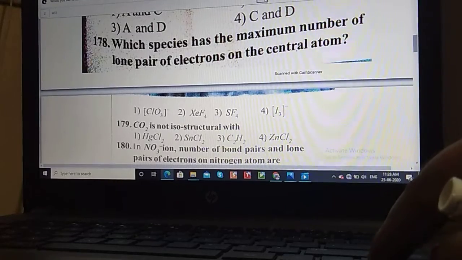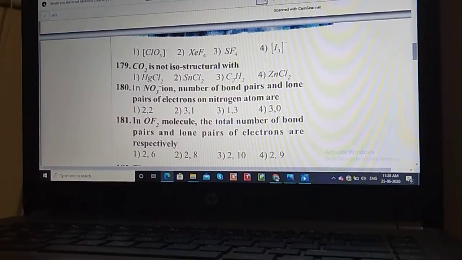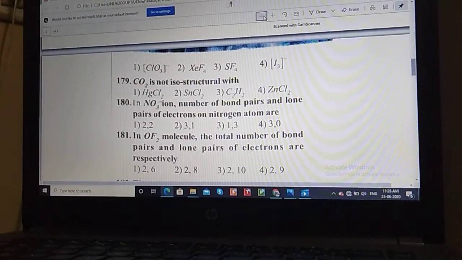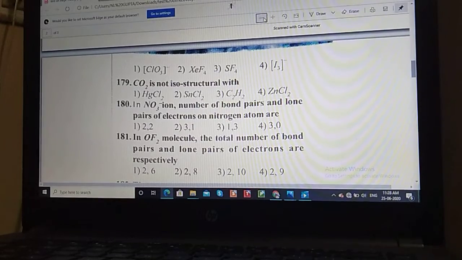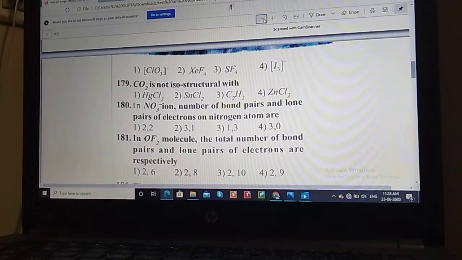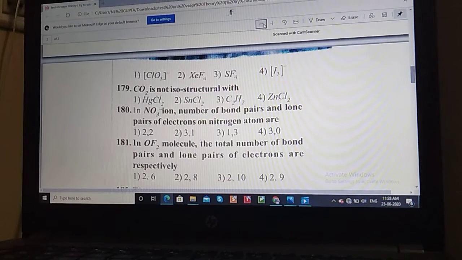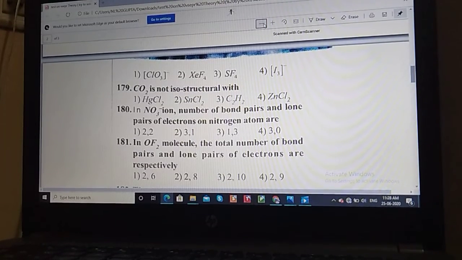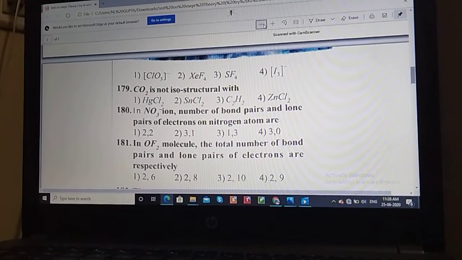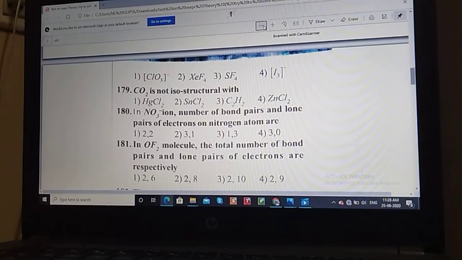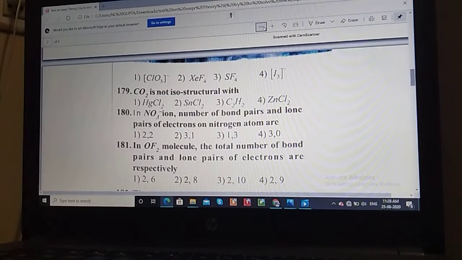Now move to 179, student. 179: CO2 is not isostructural with. Okay, so that is CO2. They are asking isostructural, which means the same structure, student. So I have HgCl2, then SnCl2, then C2H2, and the next one is ZnCl2.